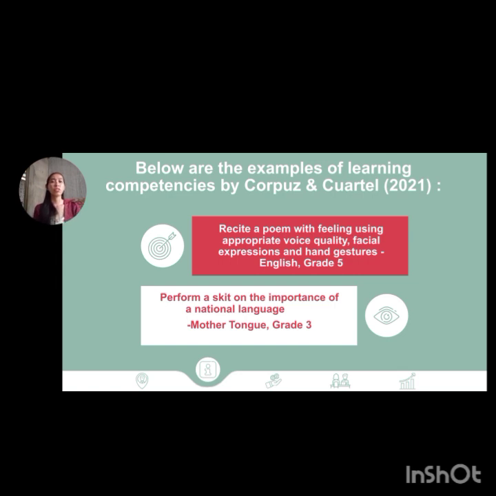Below are examples of learning competencies by Corpus and Portal 2021. First is recite a poem with feeling using appropriate voice quality, facial expressions, and hand gestures, English in Grade 5. The learning competency demonstrates the desired outcome of the learning activity: the ability to effectively recite a poem with feeling, appropriate voice quality, facial expressions, and hand gestures. Next example is perform a skit on the importance of a national language, Mother Tongue Grade 3.